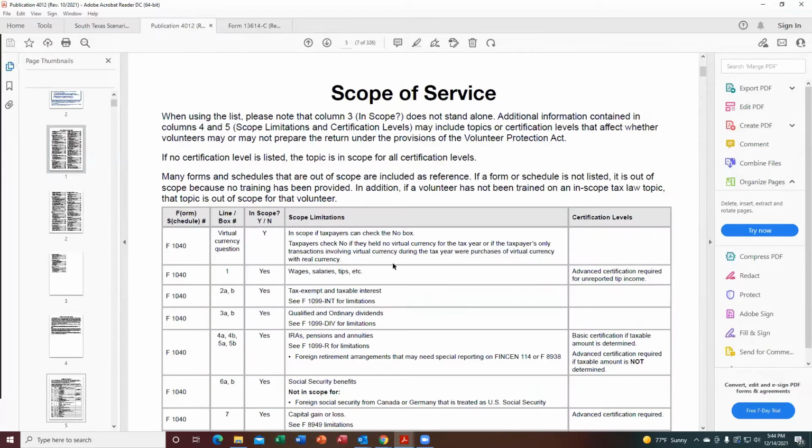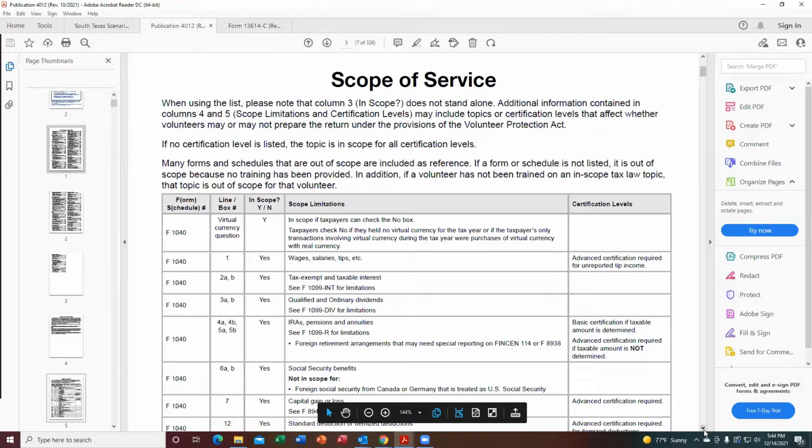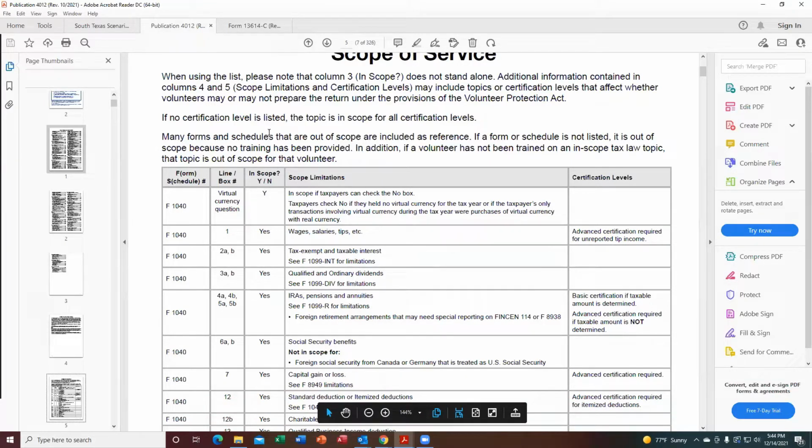The next one is the scope of service. This is very important. As volunteers and coordinators, we pay attention specifically to the certification level, because the certification level is going to assist us in understanding what type of return we can do and what we cannot do. The ones that we can do with basic certification, like the word says, basic, so you're not going to be able to do too many of the different types of returns. Basic sort of limits what you can do.